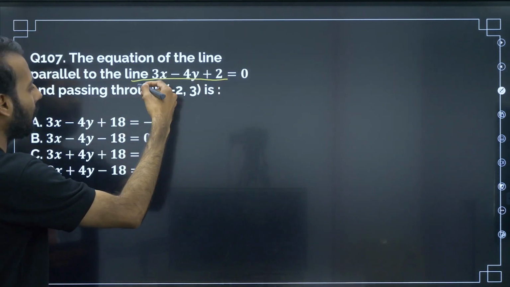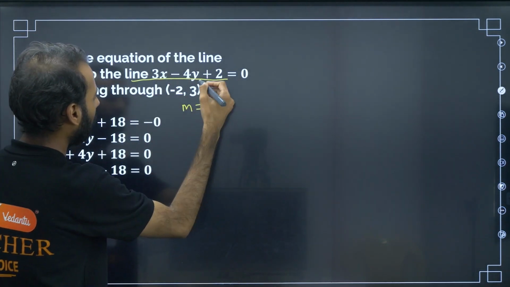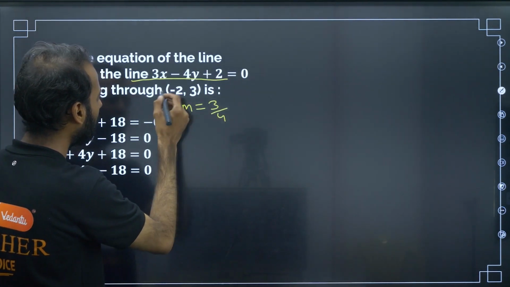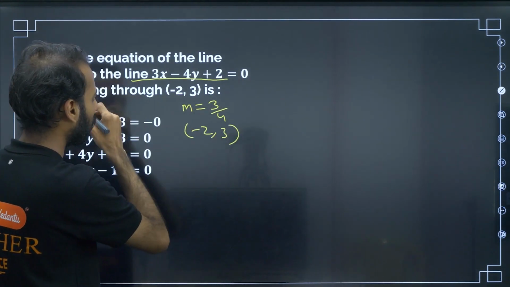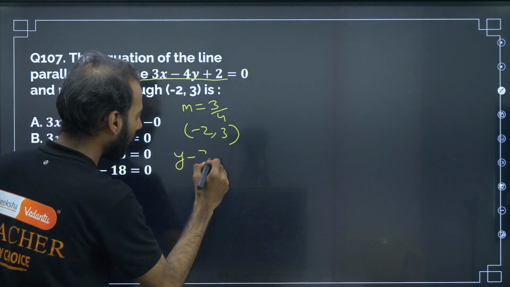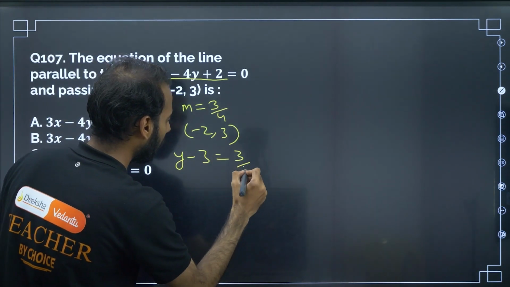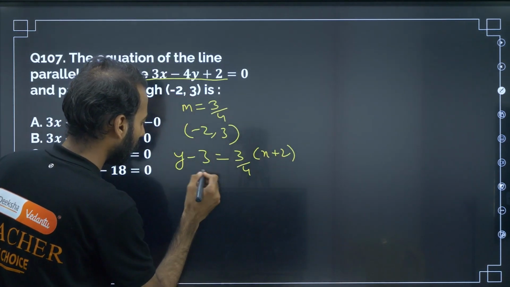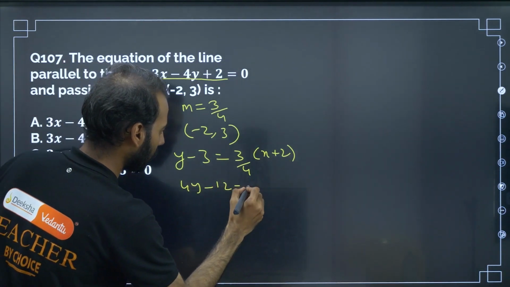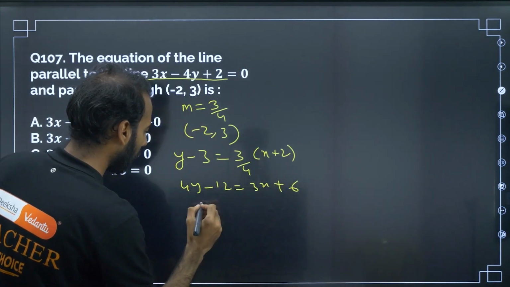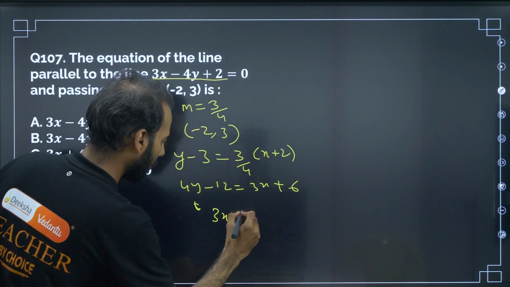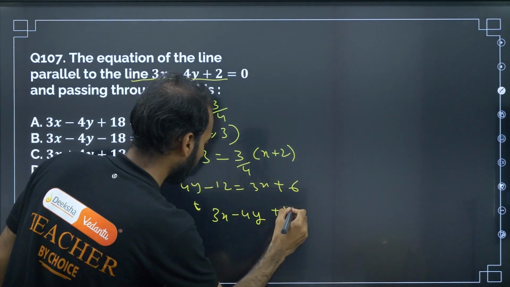I will see this line, and the moment I see it, what thought comes to mind? The slope of this line is this, minus 2 comma 3, minus 2, the line passing through, and so on. y minus y1 is equal to m times x minus x1, x plus 2. So I will simplify: 4y minus 2l is equal to 3x plus 6, and then 3x minus 4y plus 18.